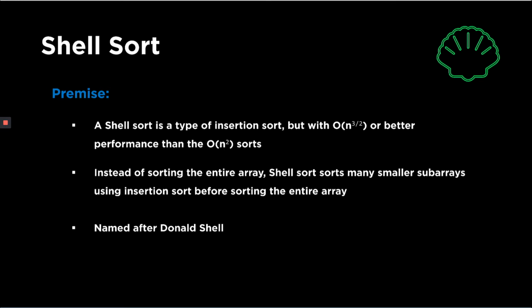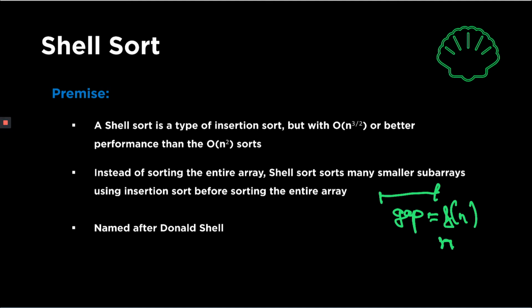So the idea behind shell sort is that instead of sorting the entire array, we actually sort many smaller sub-arrays first using insertion sort, and then we perform insertion sort after we have sorted these smaller sub-arrays, which are separated by some distance called a gap. This gap is generally a function, which could be a series of numbers, or it could be a function that's dependent on the size of input n.